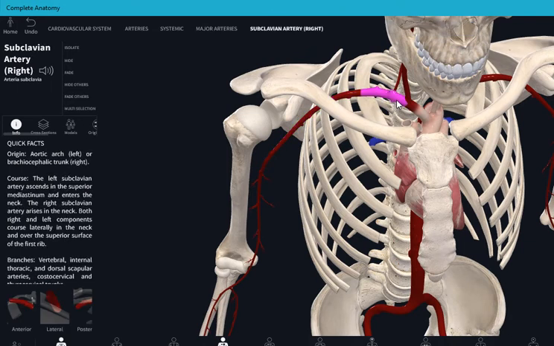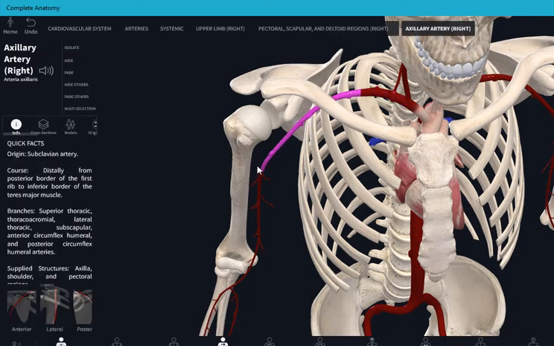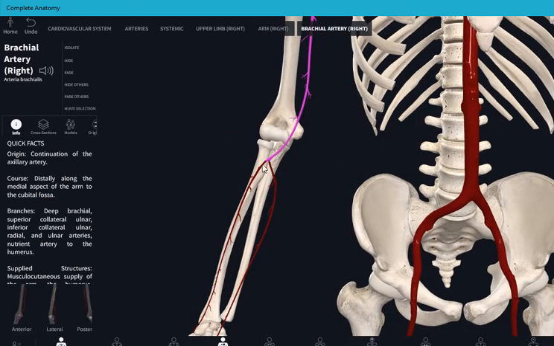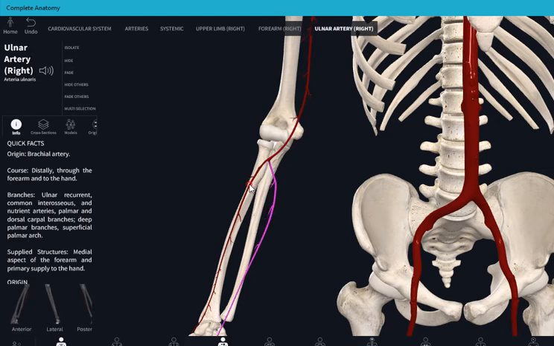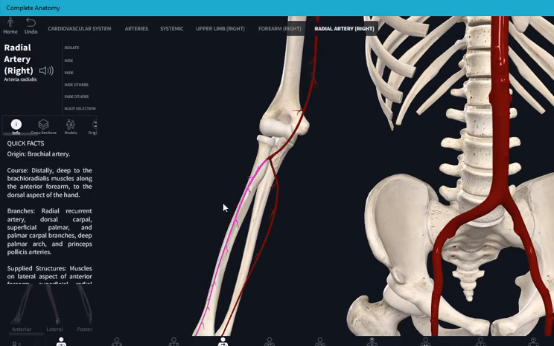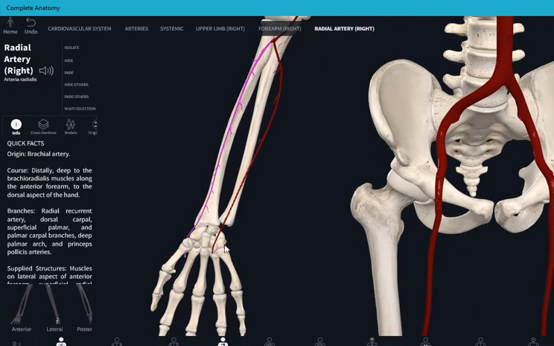Now later on, when it passes through the axilla here, it is going to be called the axillary artery, and later on as it descends below the axilla it is going to be called the brachial artery. Later on, as it descends, at the level of the cubital fossa, it is going to divide into two parts. You are going to have this part here, which is the ulnar artery, and this part here, which is the radial artery. They are going to end on the ulnar side and lateral side of the hand.